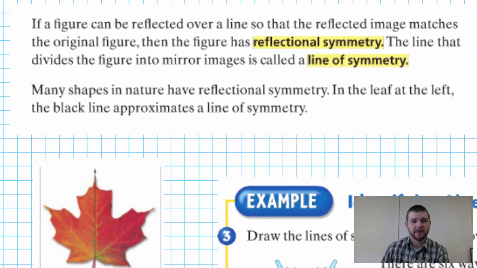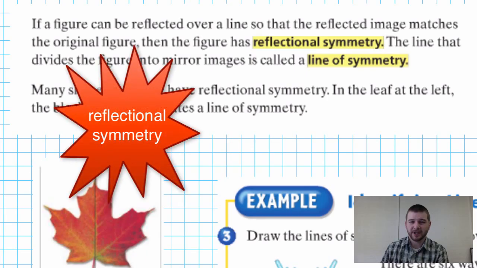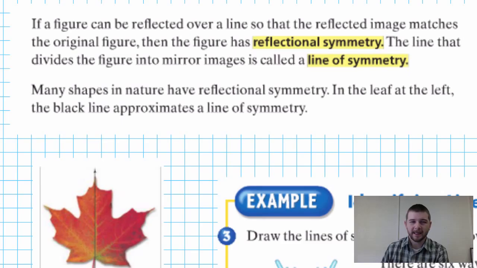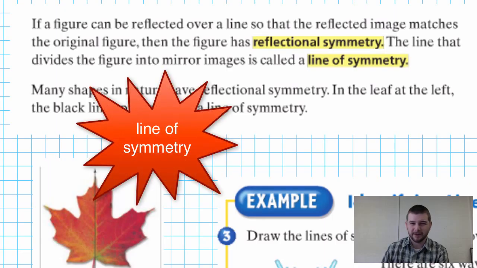If a figure can be reflected over a line so that the reflected image matches the original figure, then the figure has reflectional symmetry. The line that divides the figure into mirror images is called a line of symmetry.